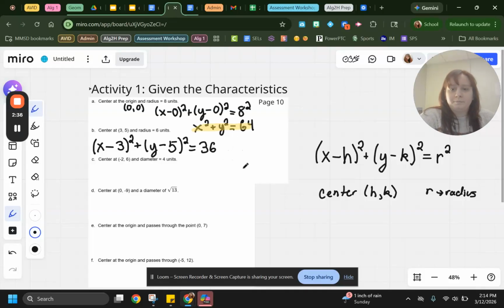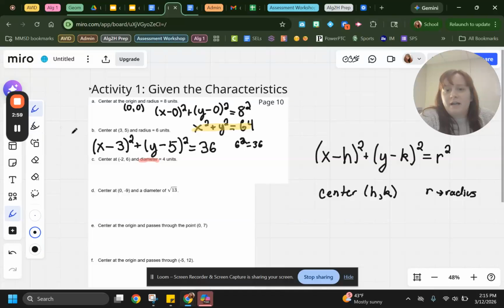Okay. So it's pretty straightforward, kind of going through it. And remember, I got that 36 because 6 squared equals 36. So this is where I'm getting that 36 from, because I know I'm going to be squaring that radius for my equation. The next one is a little bit different because instead of the radius, I'm given the diameter.